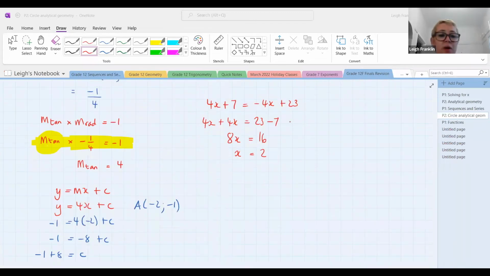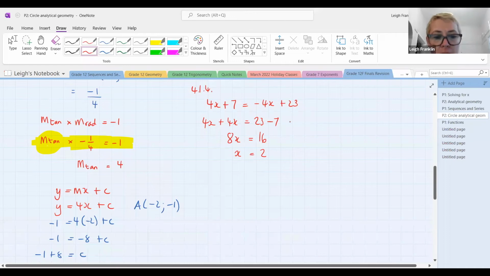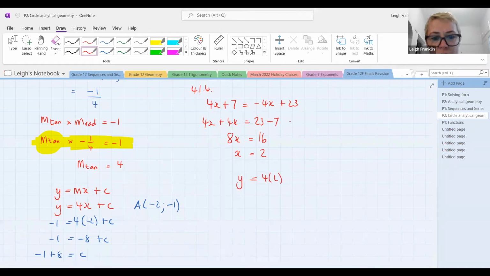So you would just pick one, anyone. Choice is yours. I'm going to go with 4 times 2 plus 7. Sorry, my 2's are terrible. So that's going to give us 15. Okay, 8 plus 7 is 15.